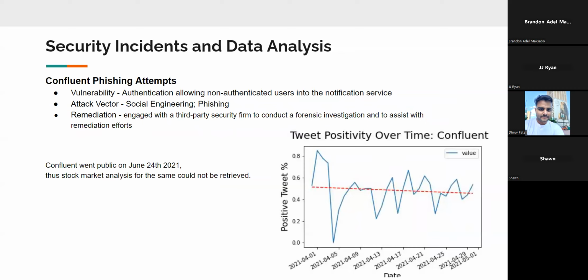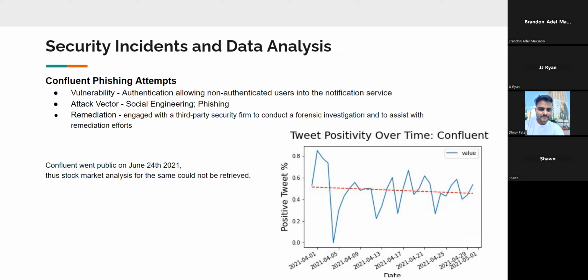And then the last one here is our Confluent phishing attempts. The vulnerability was authentication among authenticated users into the notification service. The attack vector was social engineering and phishing, and the remediation was engaging a third-party security firm to conduct a forensic investigation and to assist with their remediation efforts.